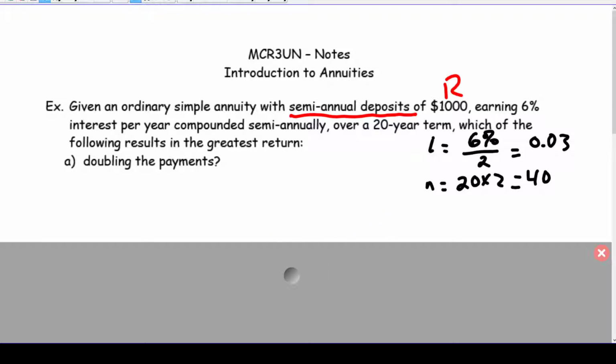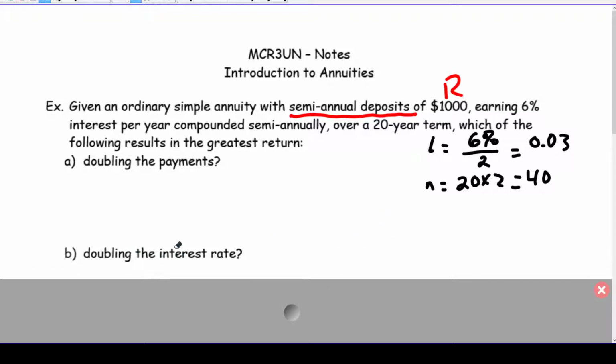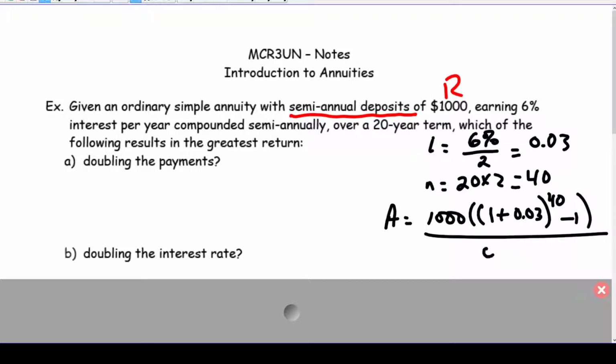So we're going to put that in the A formula. Now this is part B here. Don't worry about that. I just need a little bit more room. So my A is going to be my regular payment of 1,000, bracket, 1 plus I, 0.03, to the power of N, which is 40, minus 1, close the bracket, divided by I. And I'm just going to use curly brackets. You don't have to use the square brackets if you don't want to.